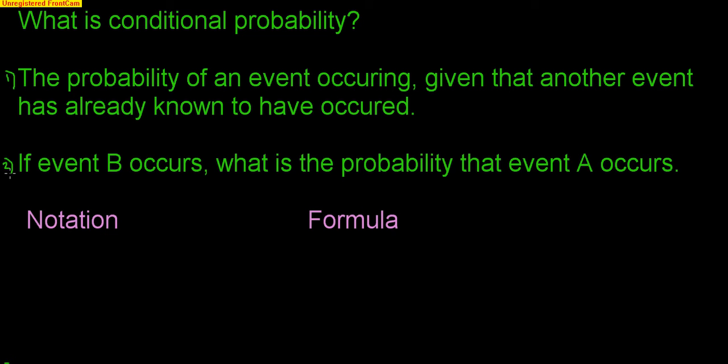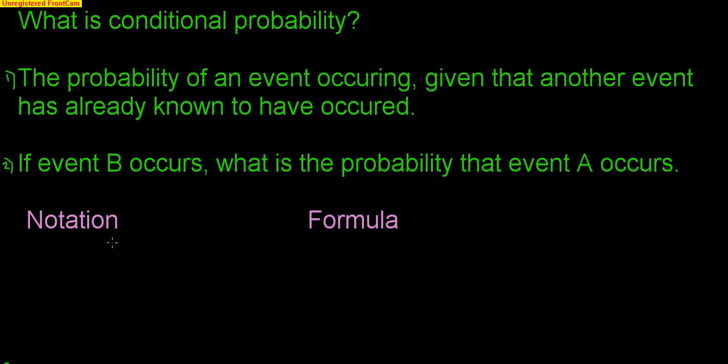Okay, so this is not the same thing as the probability of A and B, because finding the probability of A and B is that they both happen simultaneously at the same time. They're both occurring. Here we're talking about, okay, if B already occurs, how does that change the probability of A?